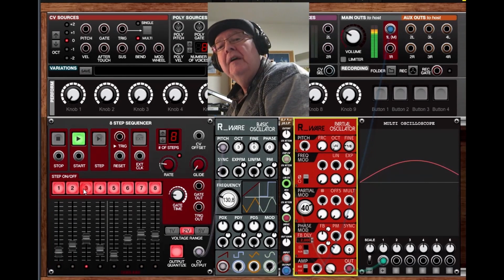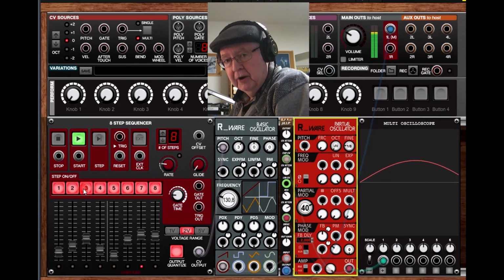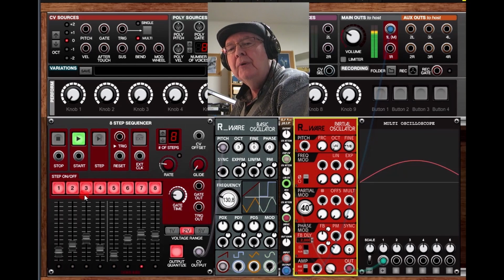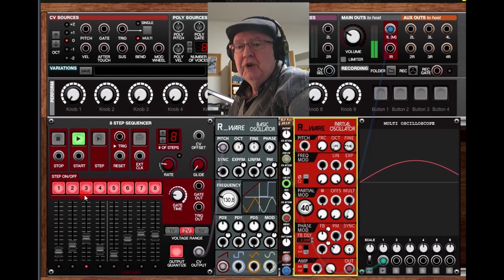The first of today's patching isn't really anything special. I make use of the partial oscillator here, of course, but in LFO mode, and increase the fractalization manually and very slowly. Nothing special.